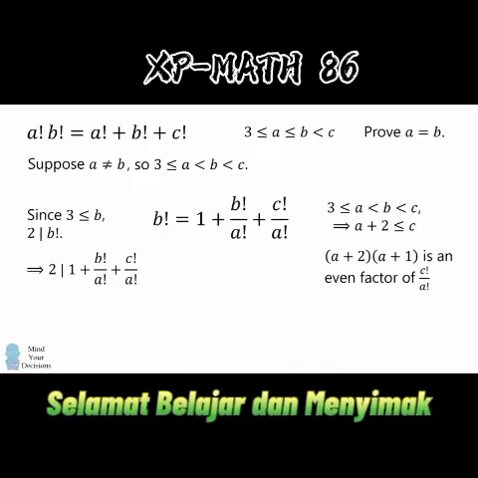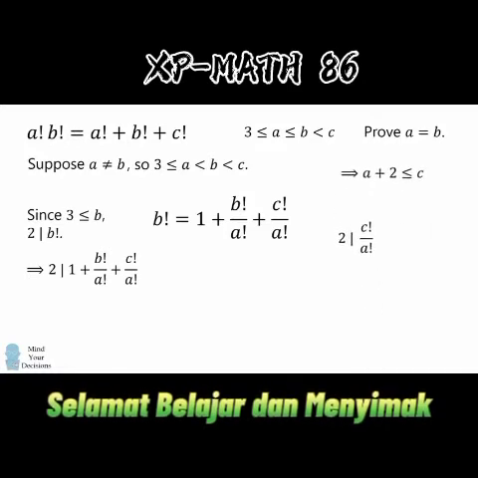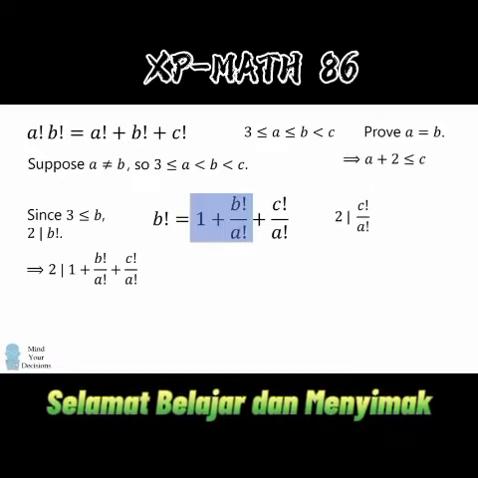But then, a plus 2 multiplied by a plus 1 must be an even factor of c factorial over a factorial. That's because the product of any two consecutive numbers is an even number. Consequently, 2 divides c factorial over a factorial. Now, in order that the entire right-hand side be an even number, we must have 1 plus b factorial over a factorial be an even number.